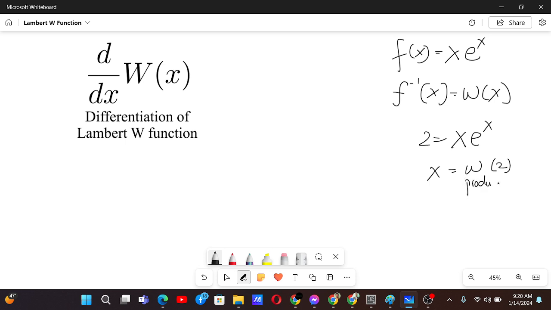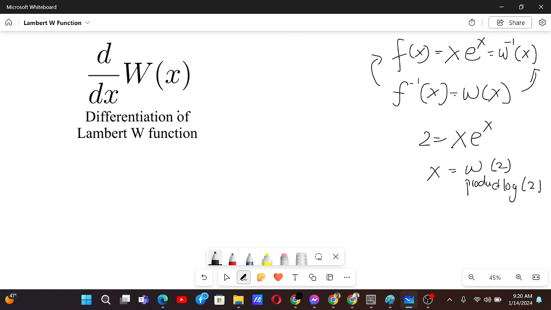Lambert W function is also known as product log, because if here it was just e to the power x, we would have called it log. Now since here it's x times e to the power x, it's also called the product log function. And now we are ready to begin. Another convention: since we say f inverse of x is Lambert W of x, f of x can also be called Lambert W inverse of x. So Lambert W inverse of x is actually x e to the power x.